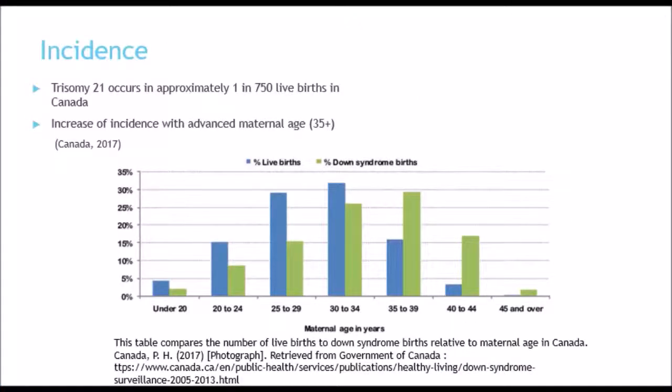Down syndrome occurs in approximately 1 in 750 live births in Canada. According to research done by Public Health Canada, there is an increase in incidence with advanced maternal age. This table compares the number of live births to Down syndrome births relative to maternal age in Canada. The blue represents live births and green represents Down syndrome births. It's clear that with an increasing maternal age, the percent of Down syndrome births also increases.